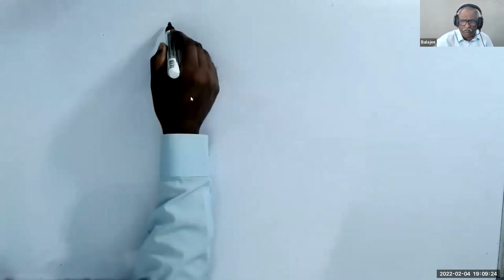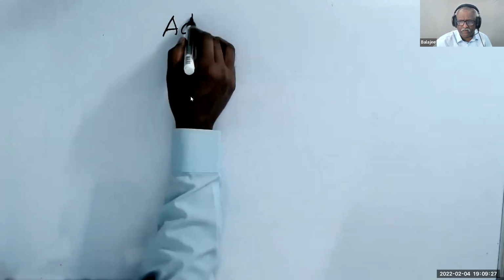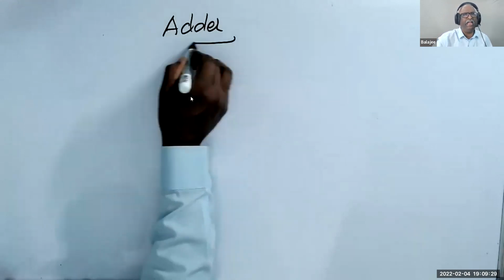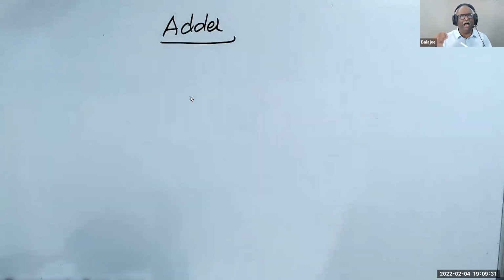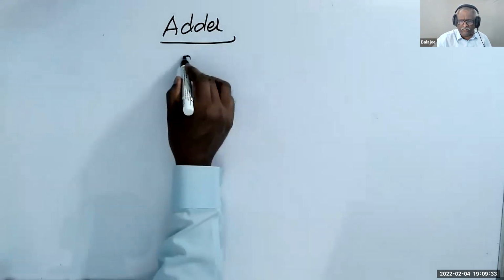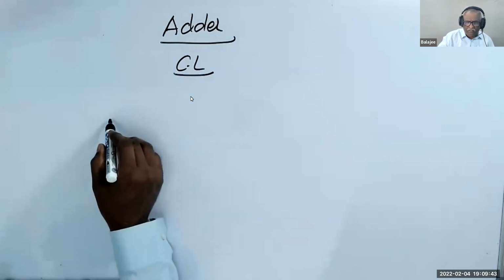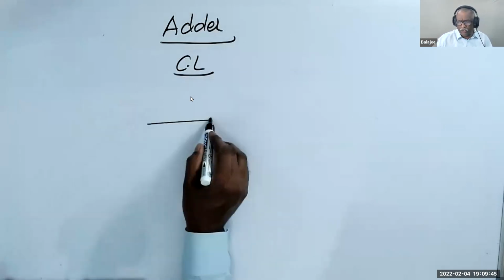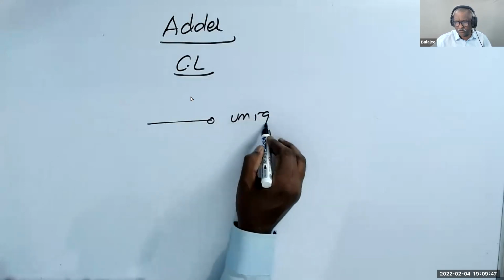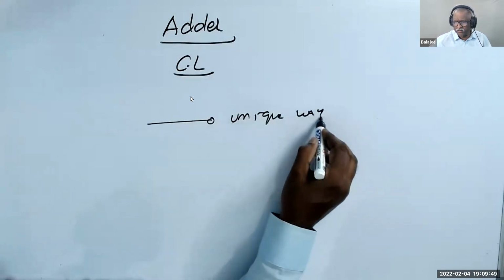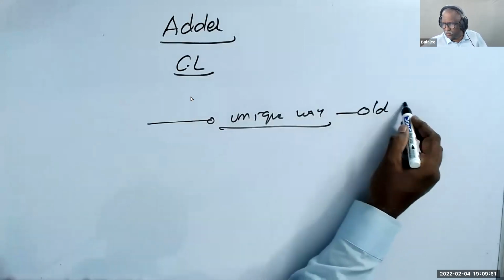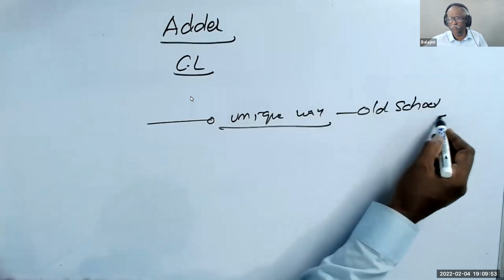The most important functionality we'll take is the adder. We will build the adder using combinational logic, what we discussed in the last session. How do we build it? There are two methods of doing the problem. One method is that every problem, you solve it in a unique way. This is called old school.